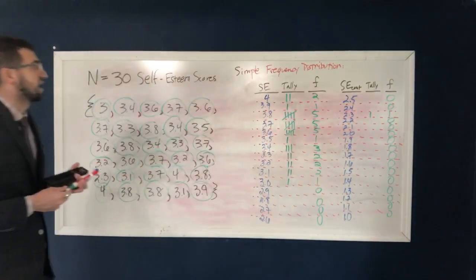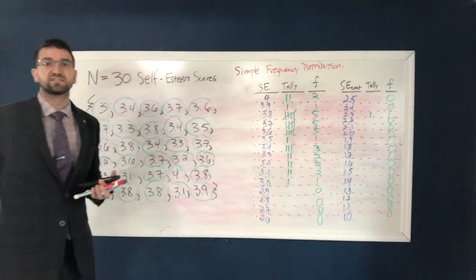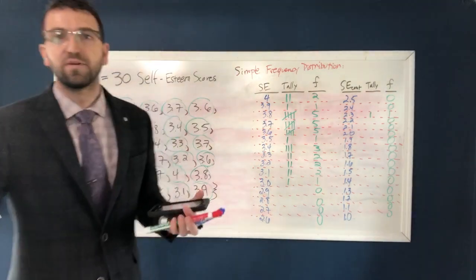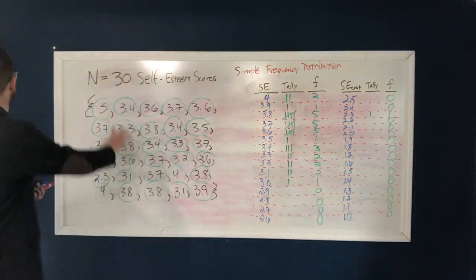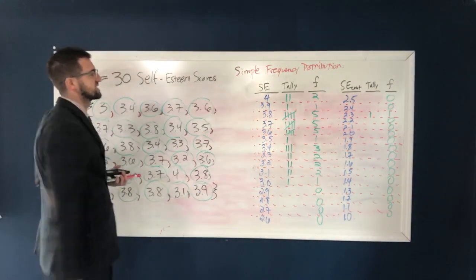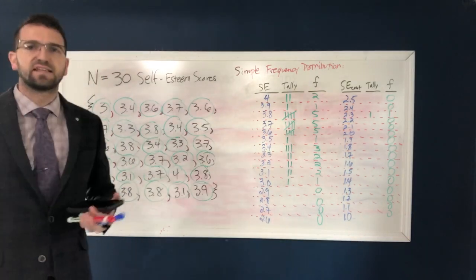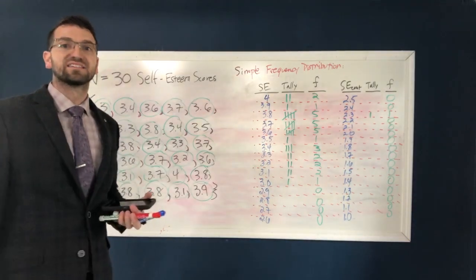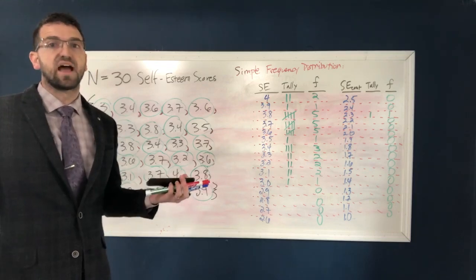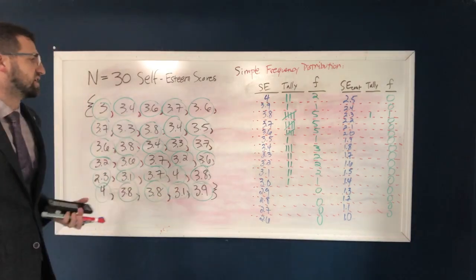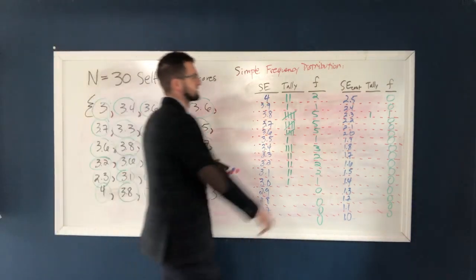Okay, so there you have it. That's a simple frequency distribution. So what did we do? We took this blob of data and we organized the scores. Now, very easily, you could tell me what the highest score is. So what's the highest score? It's a 4. What's the lowest score? Well, there it is. It's a 2.3.